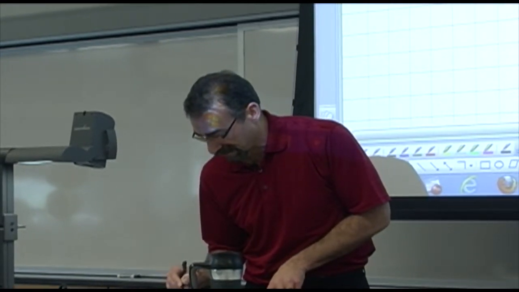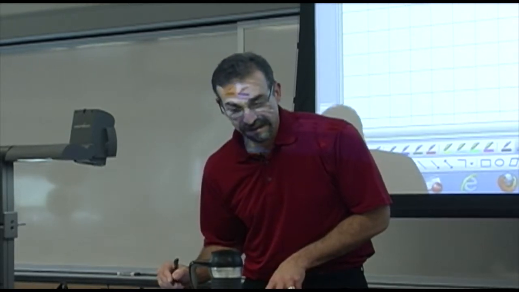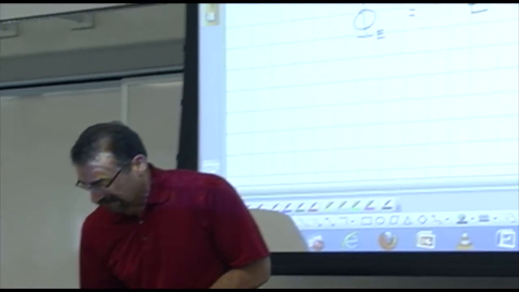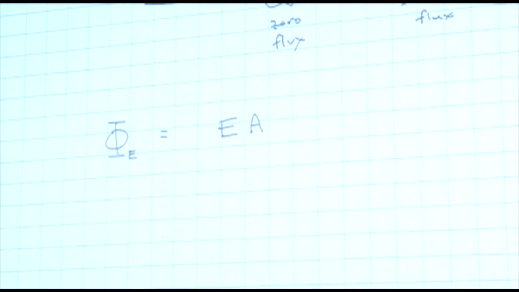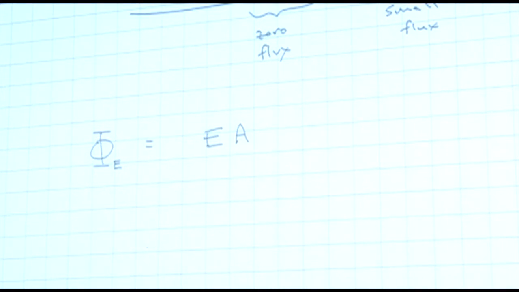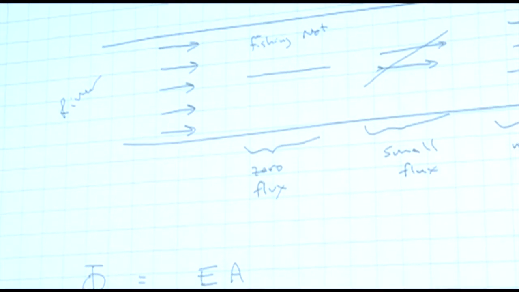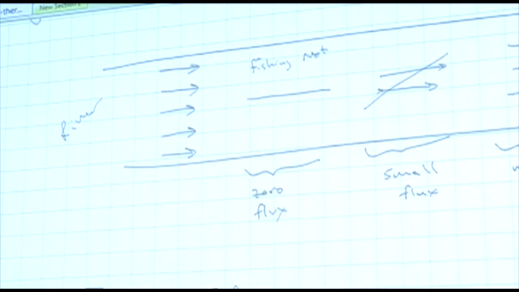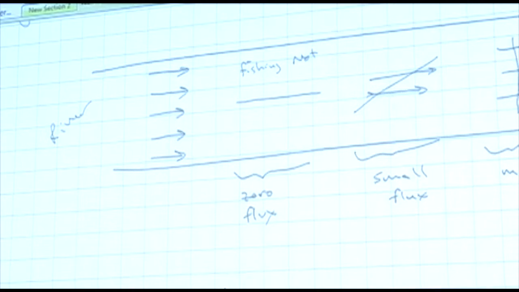We have this symbol for flux, electric flux. It's the electric field lines multiplied by the area. But what else? Let's take a look at our fishing net, for example. What's going to change the flux? What's going to increase our probability? What are some of the things we can do to increase our probability of catching a fish?